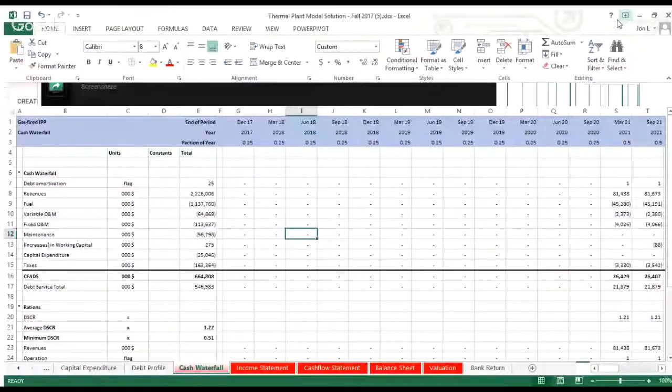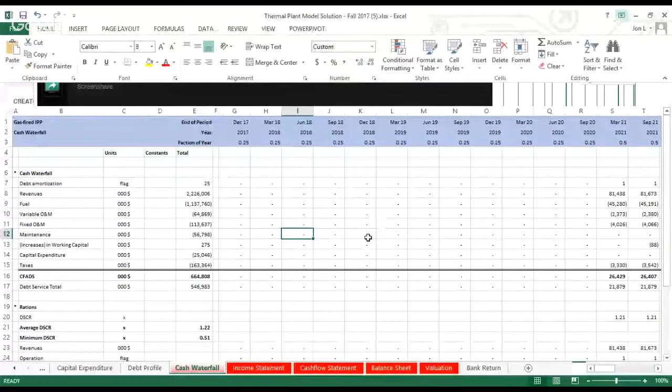So the cash waterfall just takes basically your revenues minus your expenses. And then it also takes away your CapEx and your working capital and your taxes, and you get to this CFADS number. So CFADS are very important.